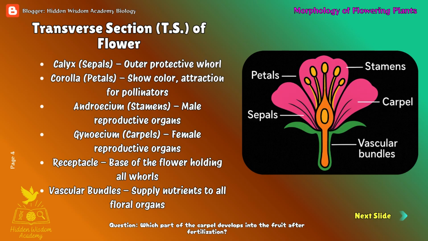Next comes the androecium, the male whorl with stamens, and the gynoecium, the female whorl with carpels. Each part has vascular bundles that supply water, minerals, and nutrients. Knowing the arrangement of these whorls and tissues is important for solving questions.